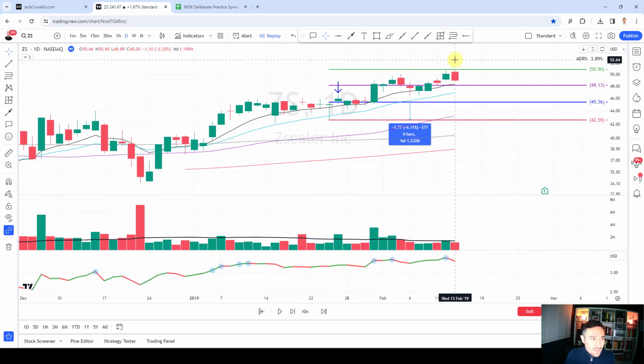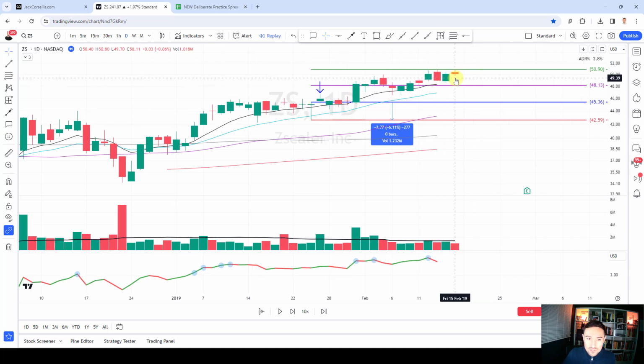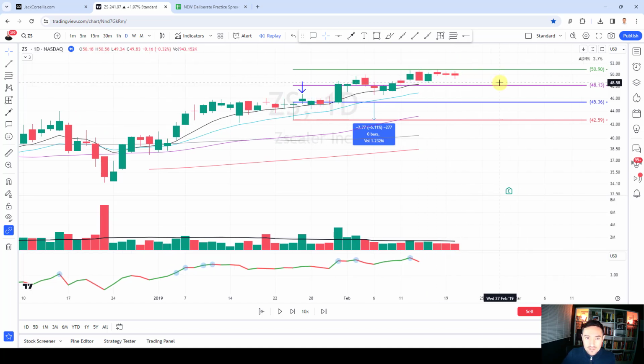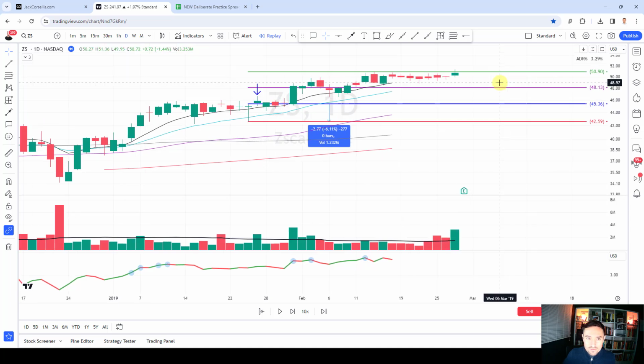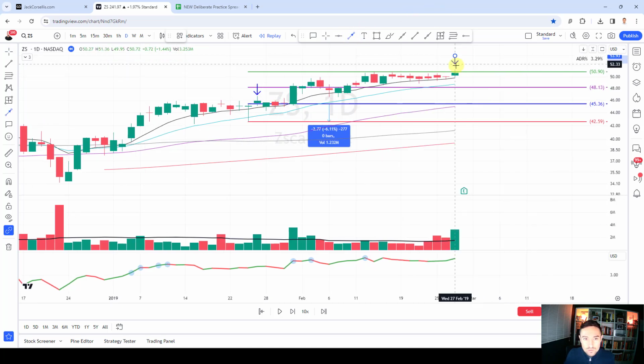So did that get there? Let's see what the high of that bar is. 50.90. So we could have just free rolled it right there. I'm going to wait till it actually clears that level just to really confirm it. There we go. So we've now been able to free roll the trade.